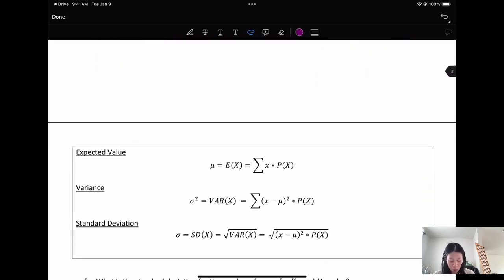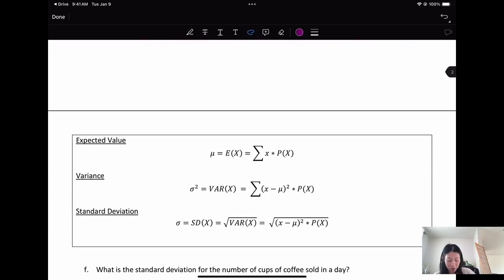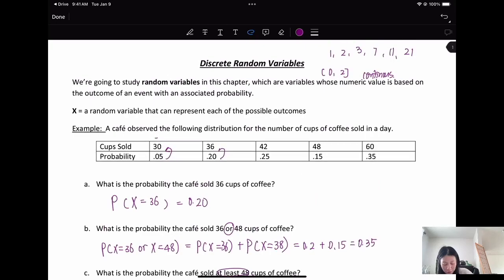All right, so next part is finding the expected value. Remember, this notation means the sum. That means you want to add all the x's together: the first x times the probability of the first x, plus the second x times the probability of the second x. In this case, the first x is 30, and this is the probability of you selling 30 cups. And this is your x2, the probability of x2, x3, x4, the probability of x4, so you can distinguish.